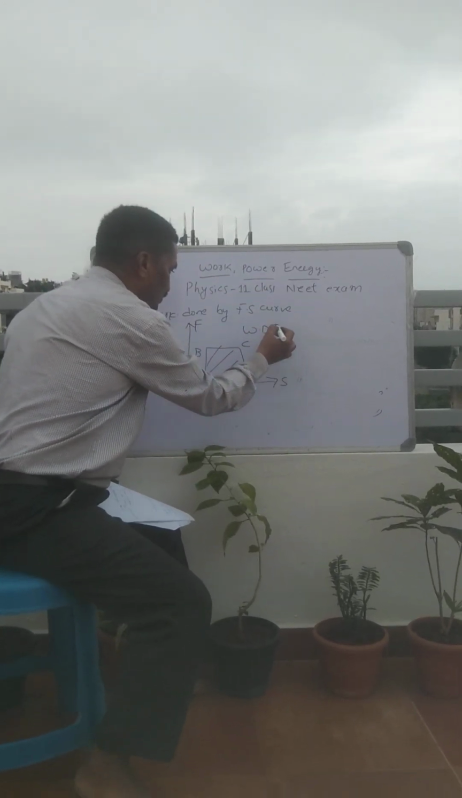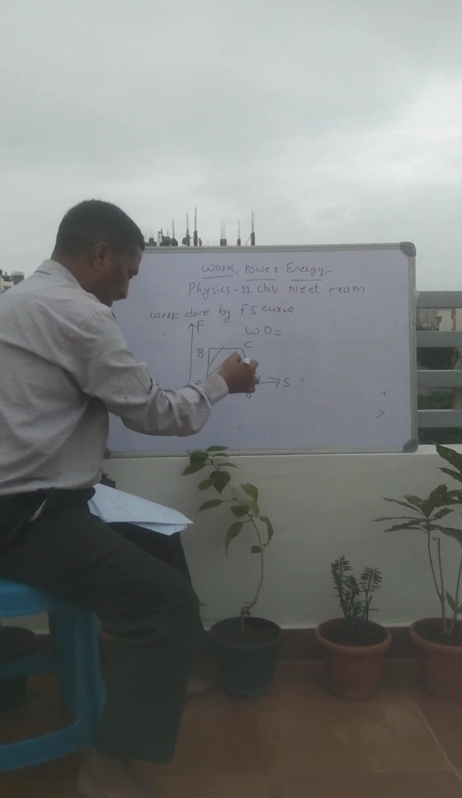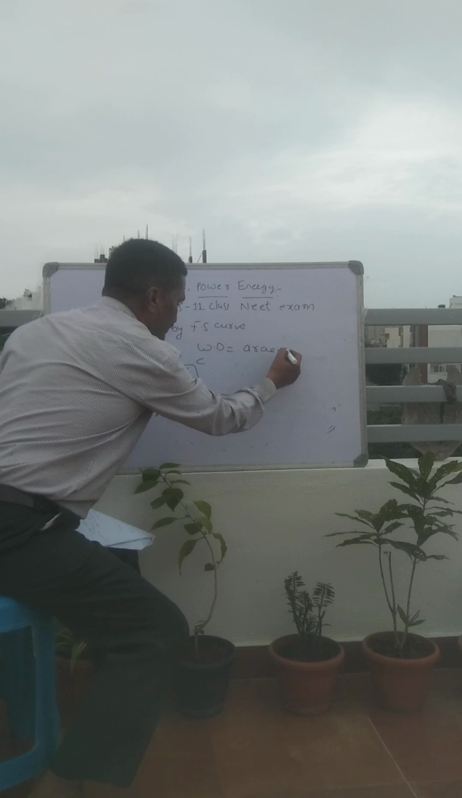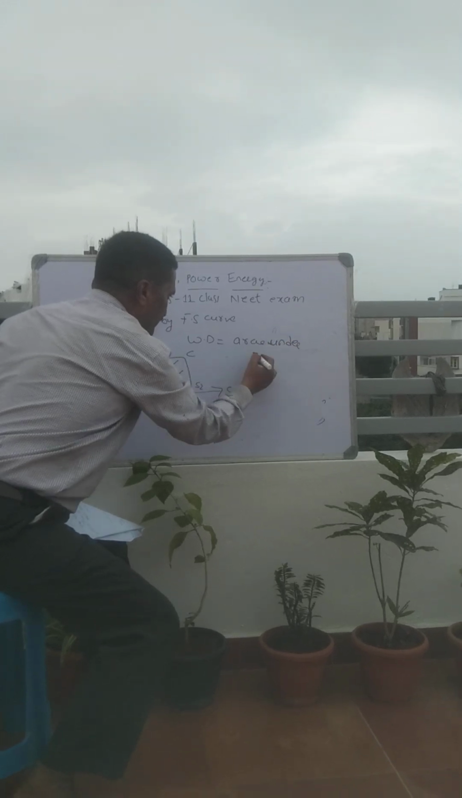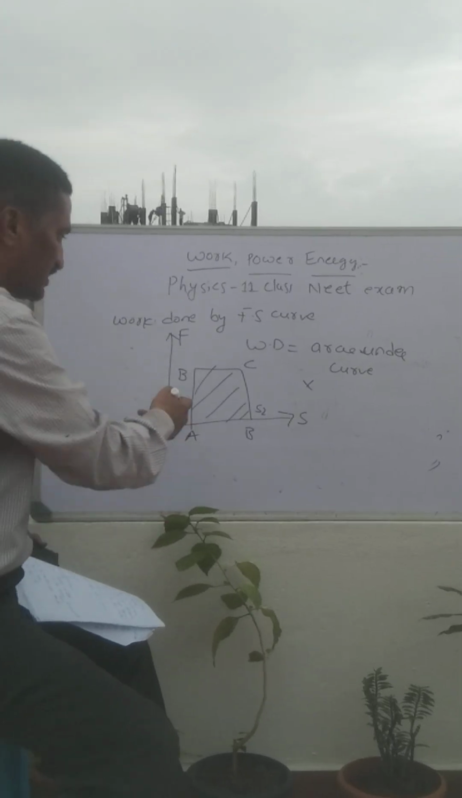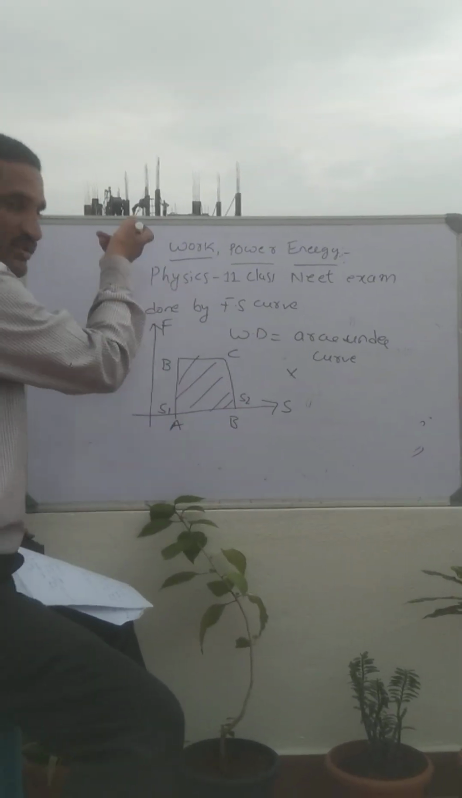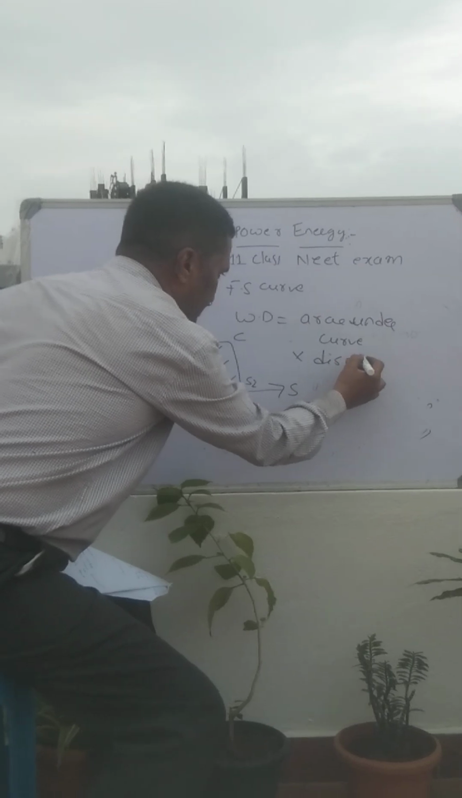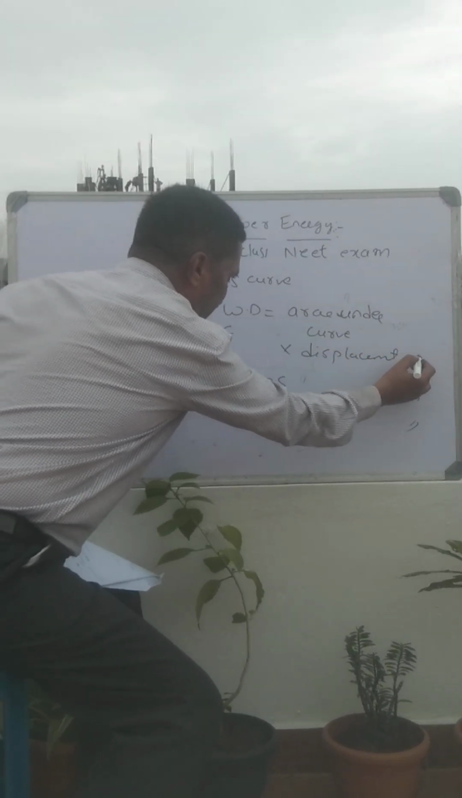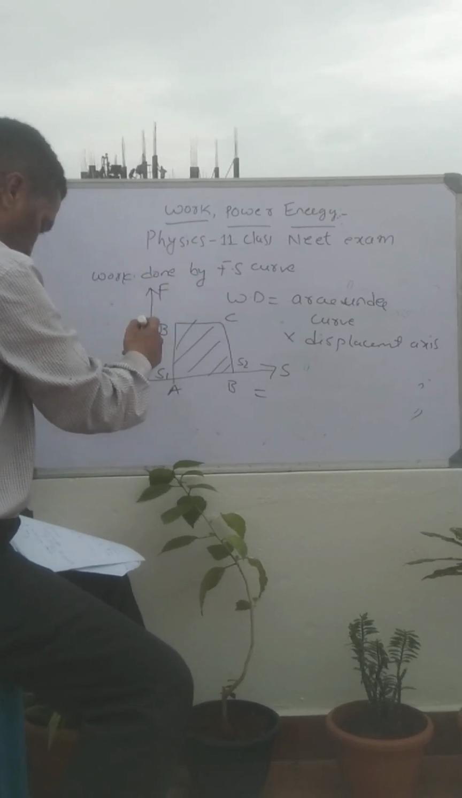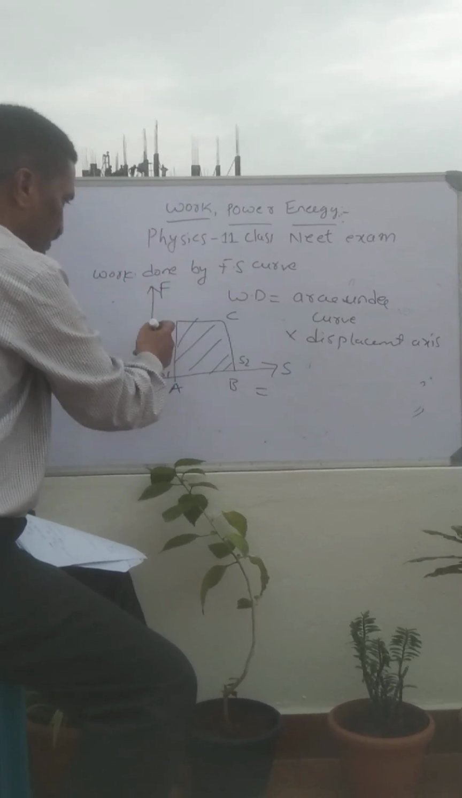Work done is equal to the area under the curve, multiplied by the displacement along the axis. This is the displacement axis. This is the force axis. Now, what is the area of a rectangle? You know already: the area is AB into BC.